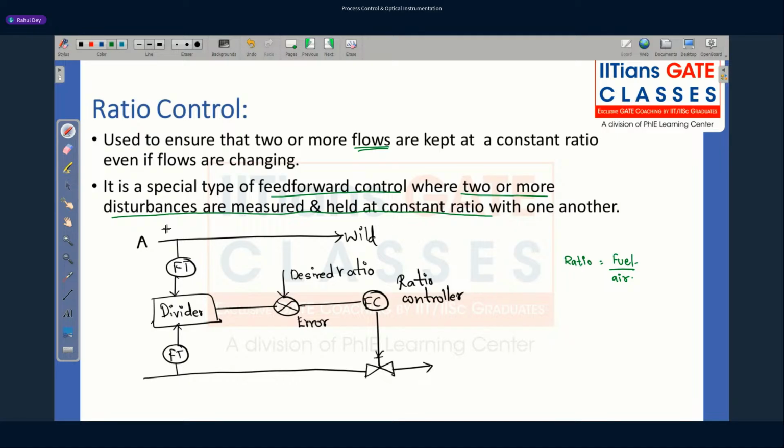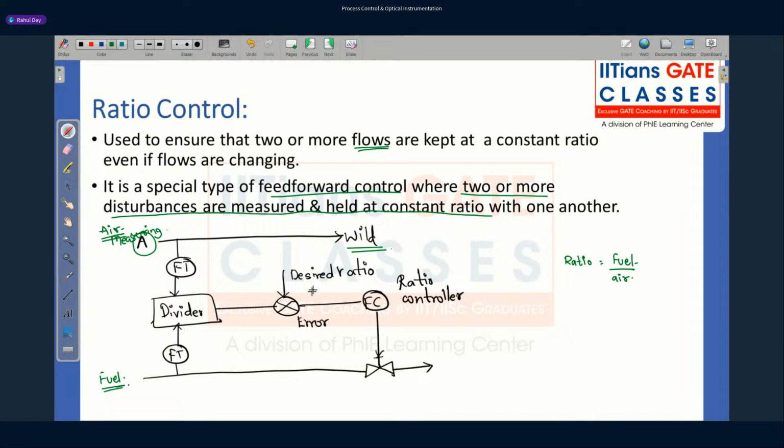Okay. So in our ratio control, one of the fluids is actually wild. Wild means we are not measuring it. Suppose in our bike case, air we are not measuring. Air intake we are not measuring. What we are measuring is fuel intake. So fuel we will be measuring.